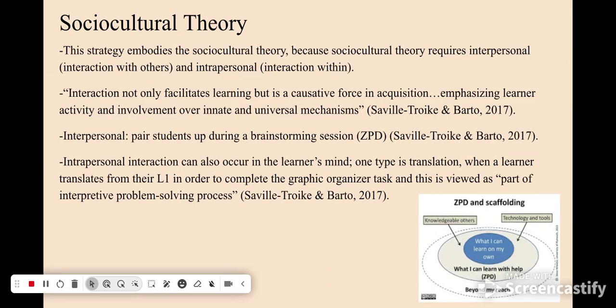I think that this strategy embodies the social cultural theory because of the interaction with others. Like I said before, you can always pair them up, an expert with a learner. So you have that ZPD, zone of proximal development, helping the learner do something with assistance that he's not able to do just yet. And also because of the intrapersonal part. So if they're researching in the home language per se and writing down that information in English on the graphic organizer, they have to do that translation in their minds, which is part of the interpretive problem solving process according to the book.